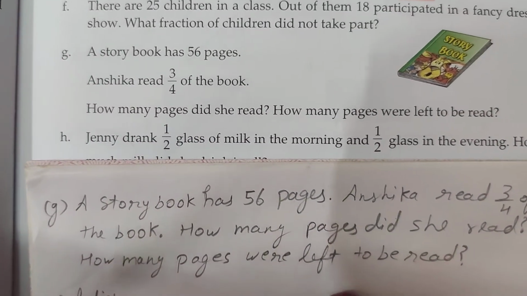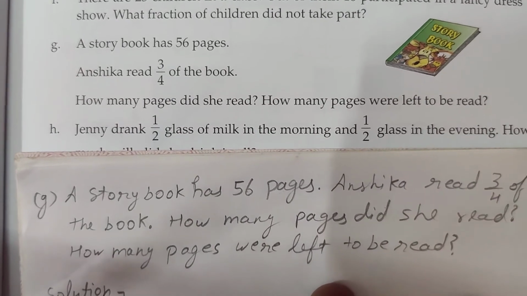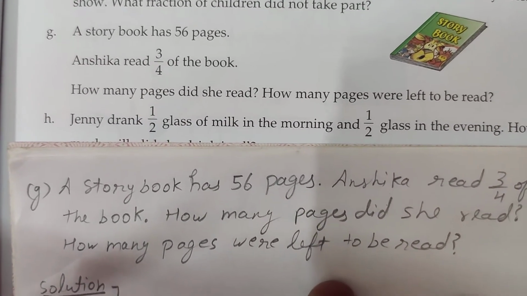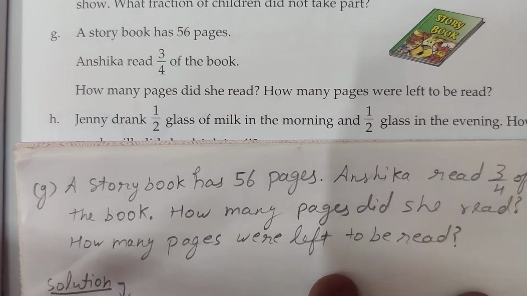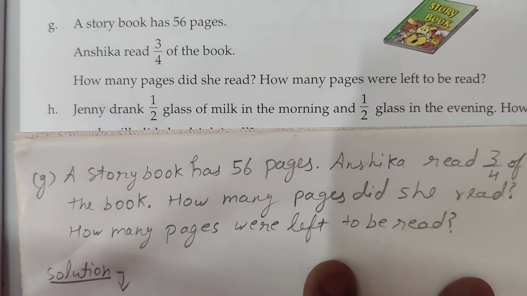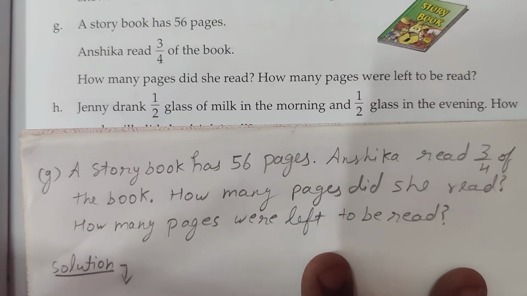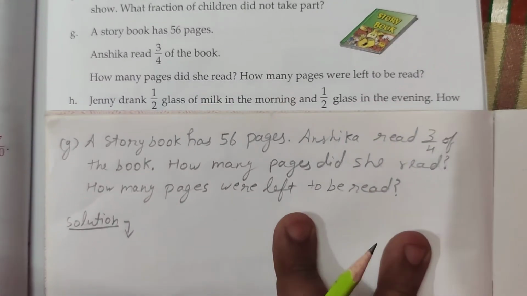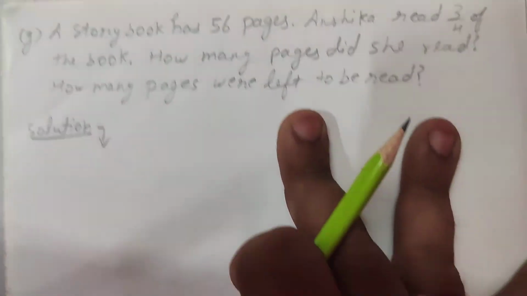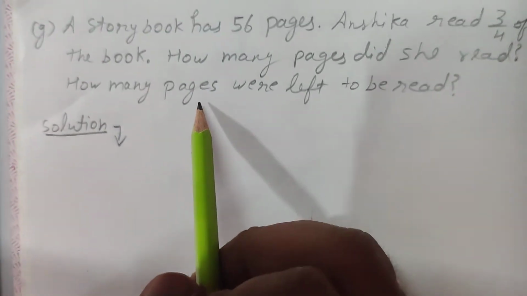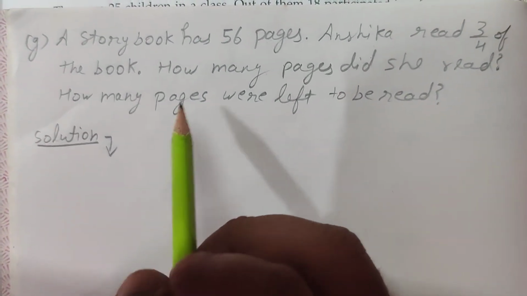So student, let's start our G part. Our story book has 56 pages. Anshika read 3 upon 4 of the book. How many pages did she read? Or how many pages were left to be read? There are two questions in this part. So here I write the question for you in my register.